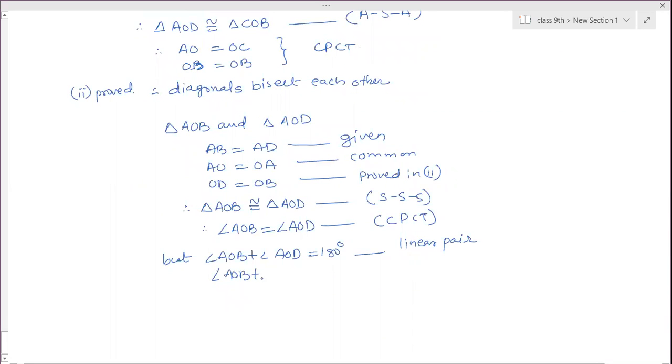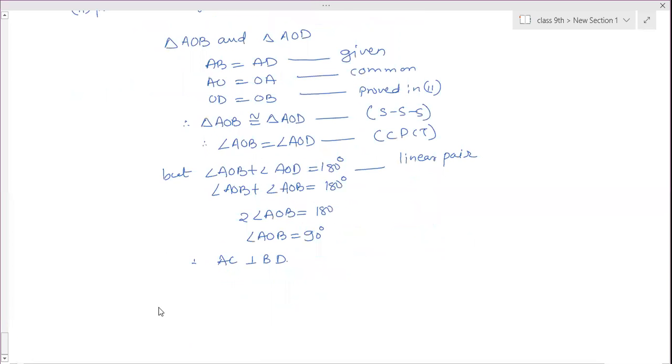Angle AOB plus angle ... twice angle AOB, angle AOB is equal to 90 degrees. So therefore AC is perpendicular to BD, that is, the diagonals intersect at 90 degrees. Clear?